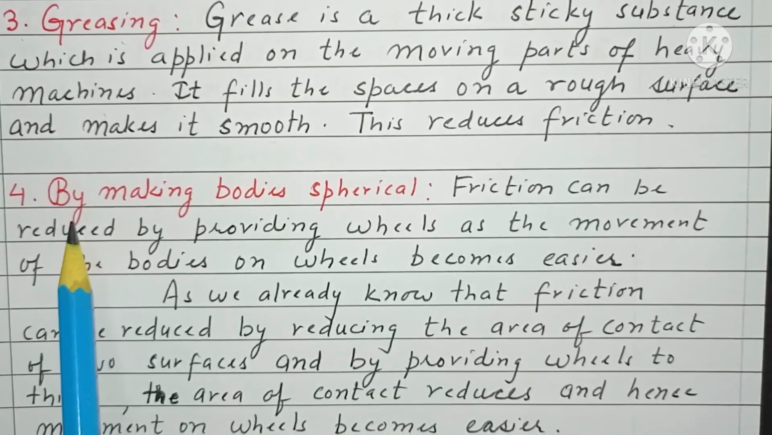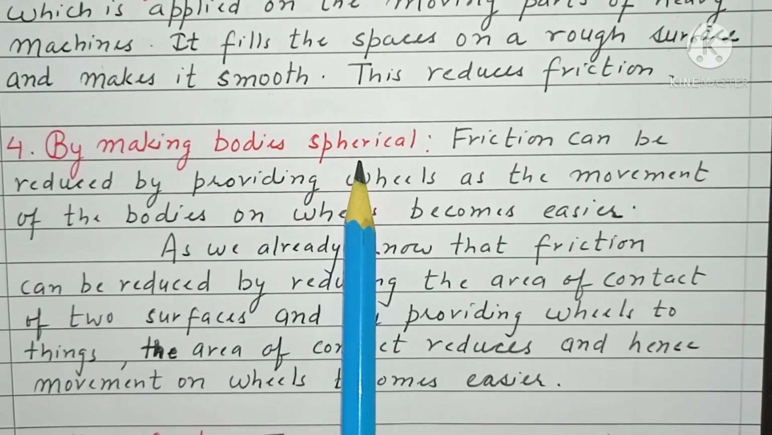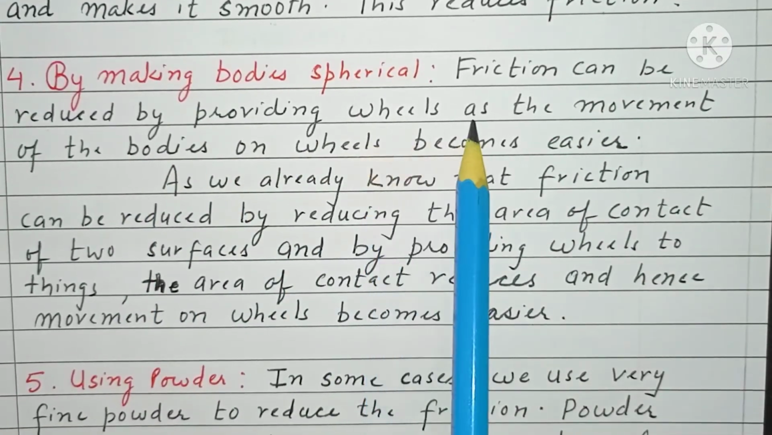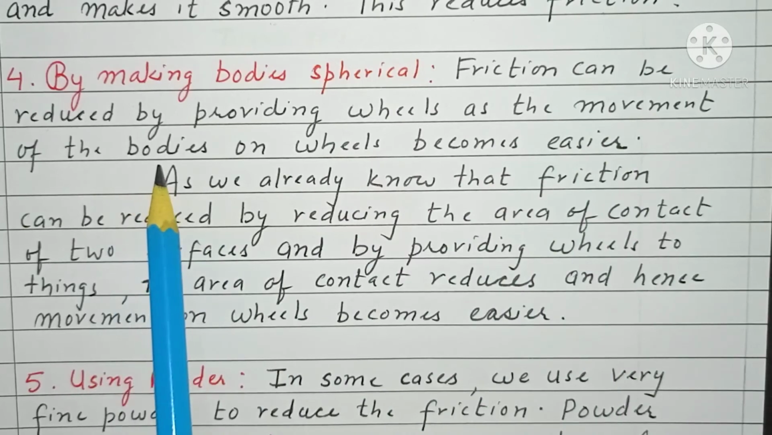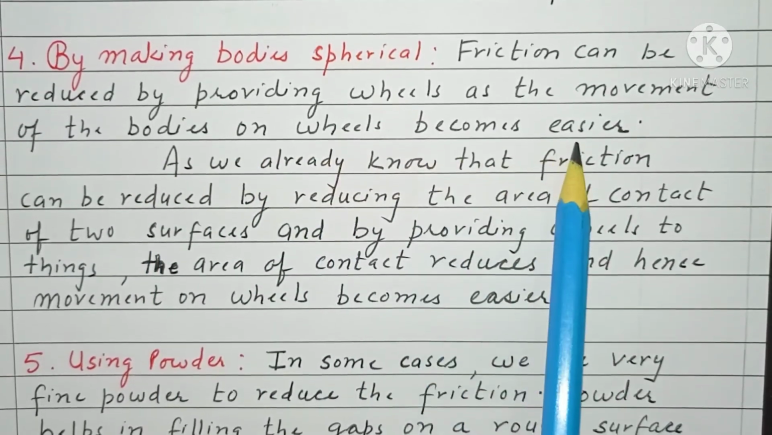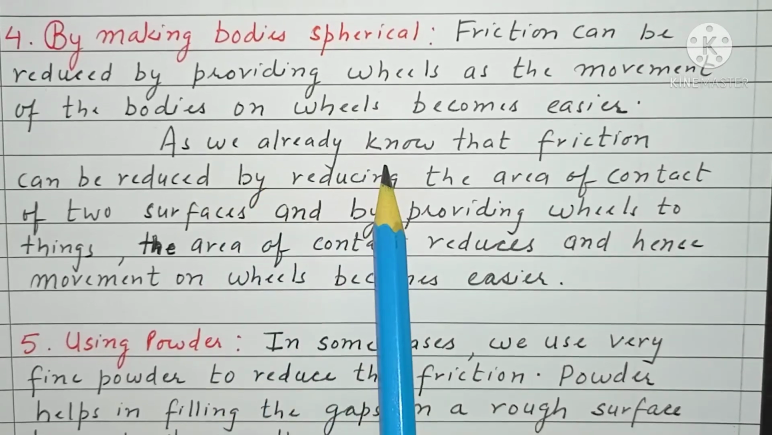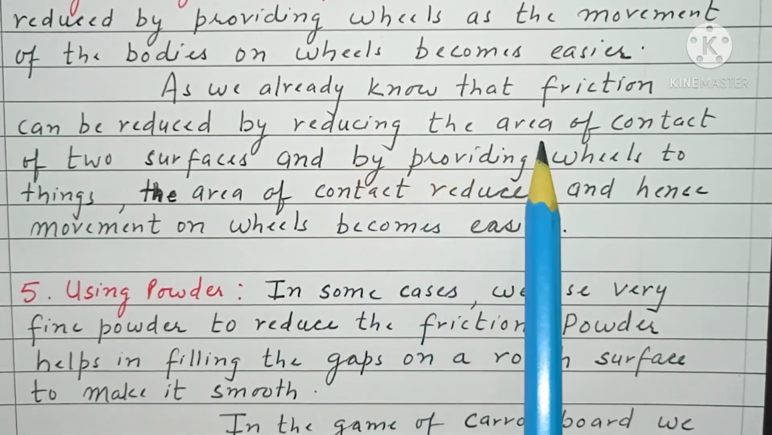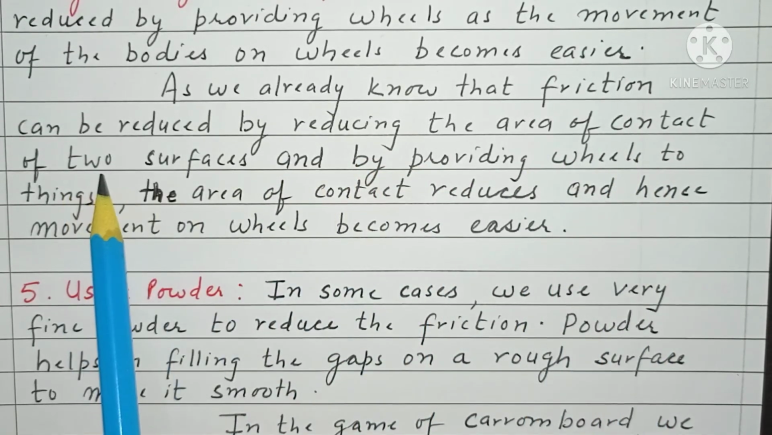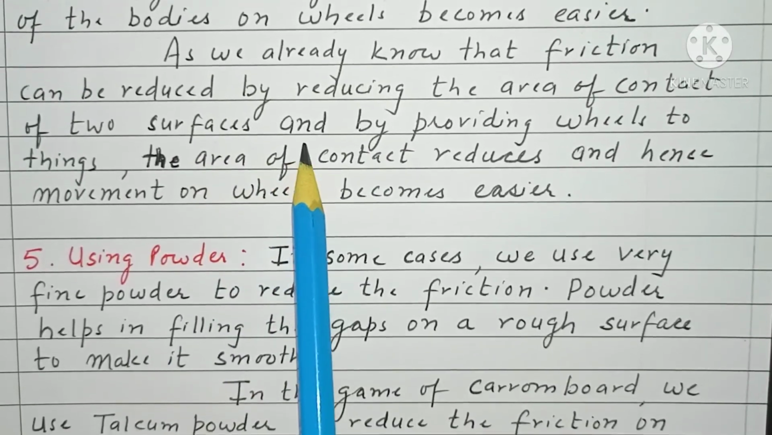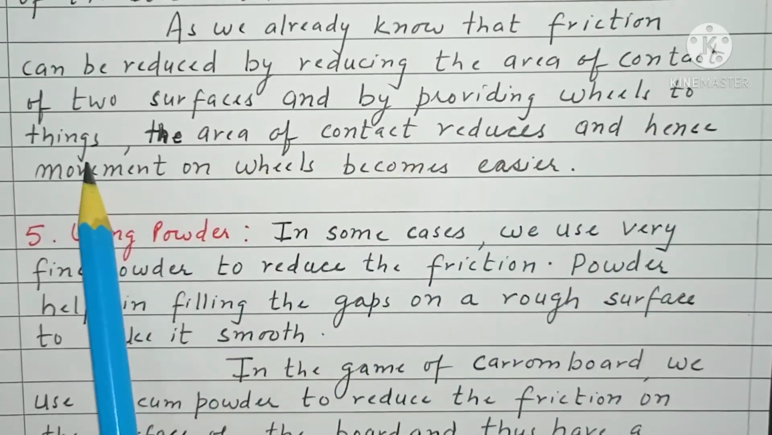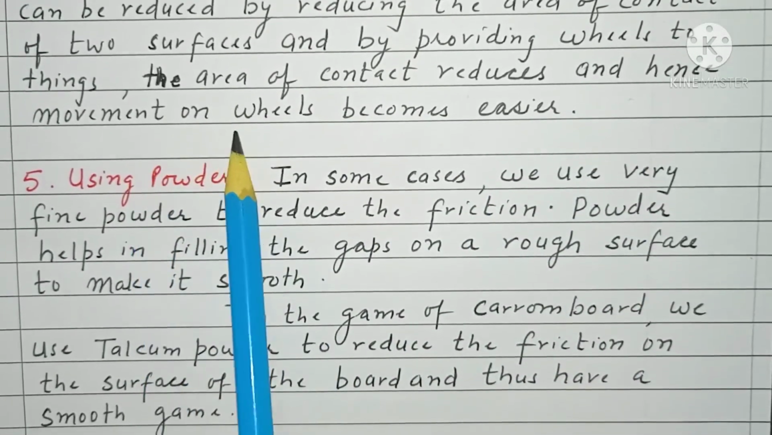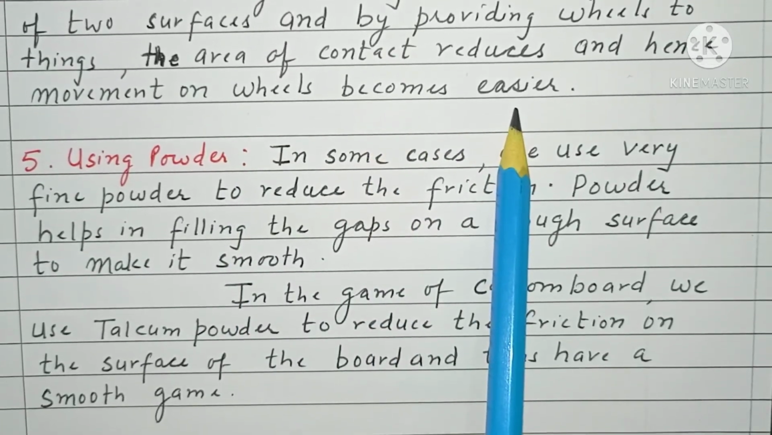Number 4, by making the bodies spherical. Friction can be reduced by providing wheels, as the movement of the bodies on wheels becomes easier. As we already know that friction can be reduced by reducing the area of contact of two surfaces, and by providing wheels to things, the area of contact reduces and hence movement on wheels becomes easier.